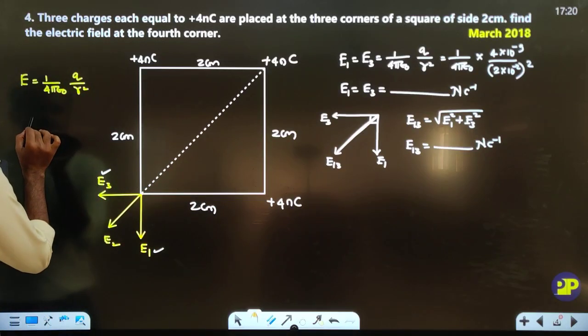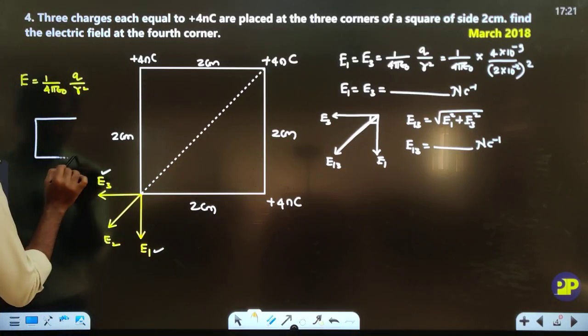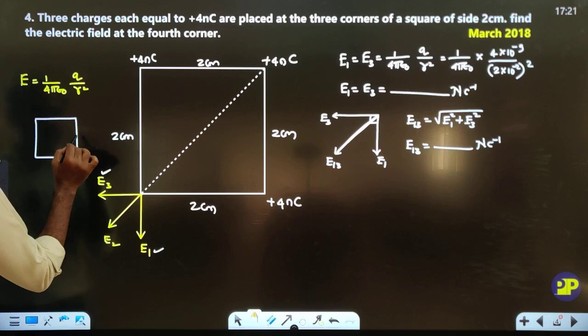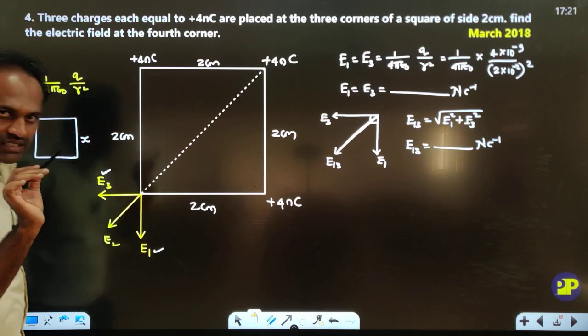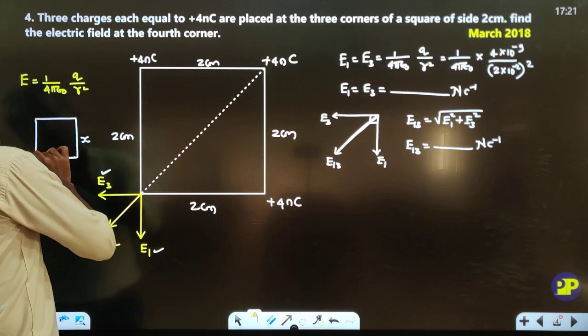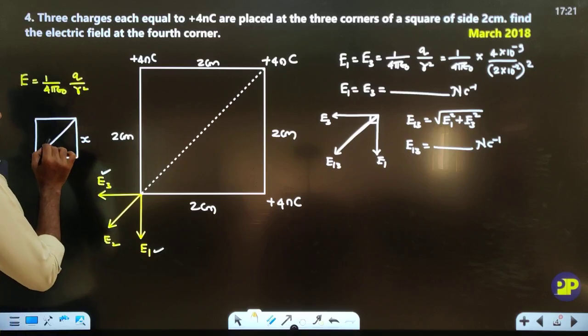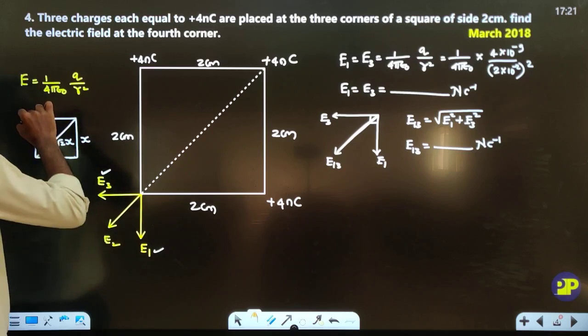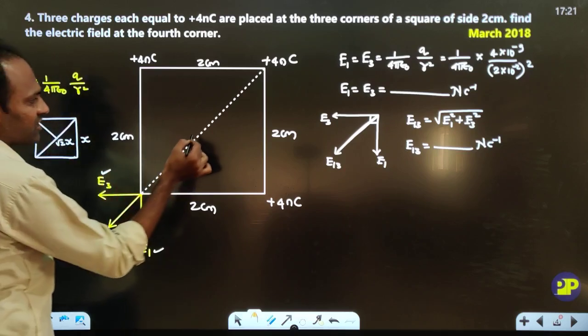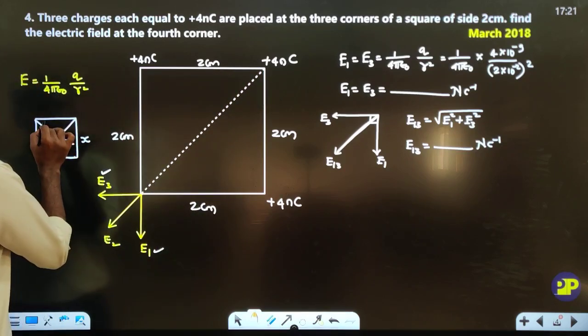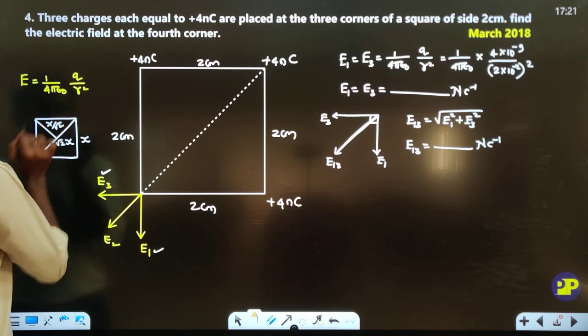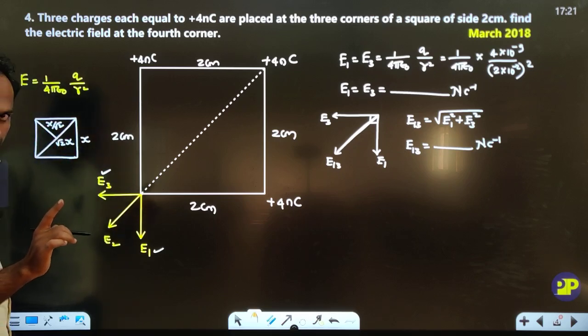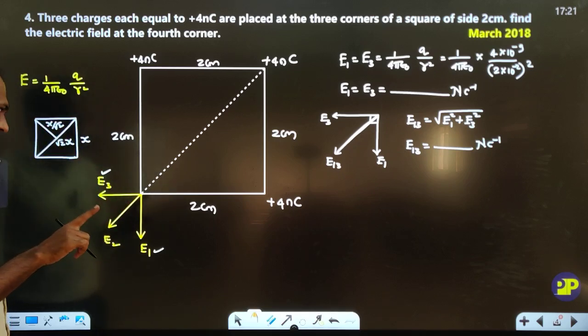Remember this one: whenever you get a numerical on the square, you remember this instead of sitting and calculating. If x is the side of the square, the length of the full diagonal will be root 2 x. If you want half the diagonal, meaning the distance from the midpoint to the vertex, it will be x divided by root 2. Half the diagonal is x by root 2, full diagonal is x root 2, right?